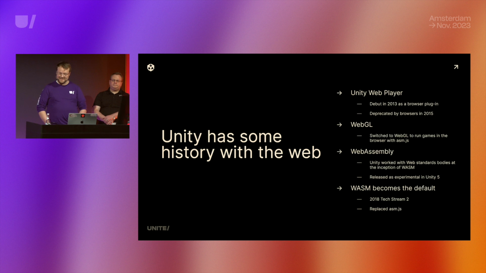Unity was there at the beginning of the WebAssembly design process, and we've been evolving alongside WASM ever since. This brings near-native performance of the Unity engine to the web. In 2018 TechStream 2, WASM became the default and replaced asm.js. Now, you haven't heard from us in a while, but we do believe we're at a tipping point for Unity content on the web.